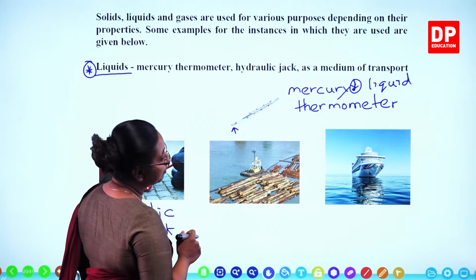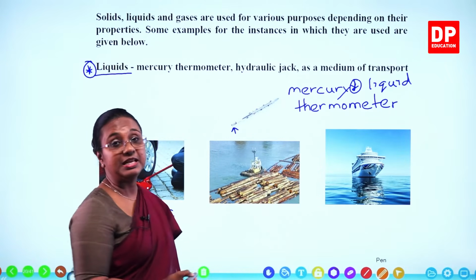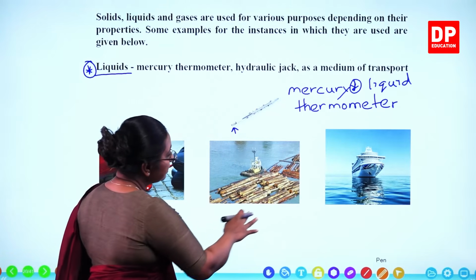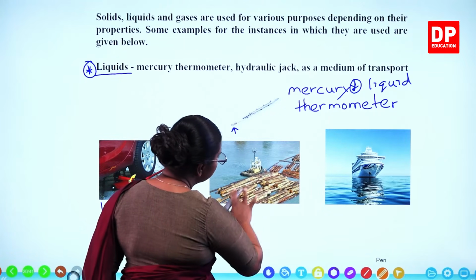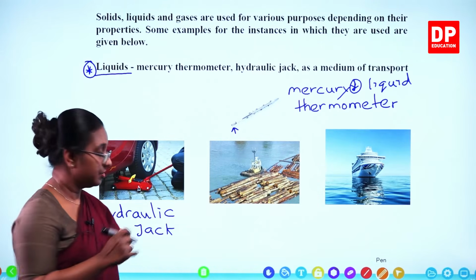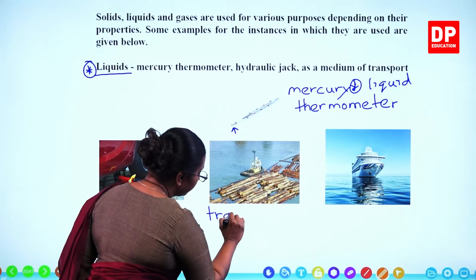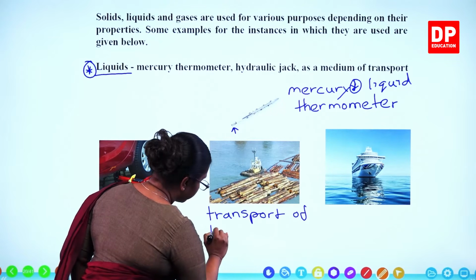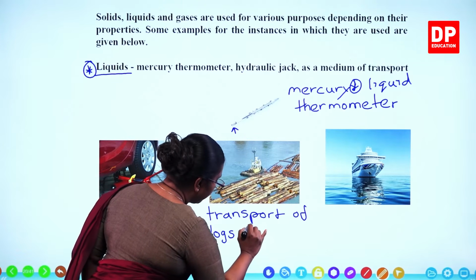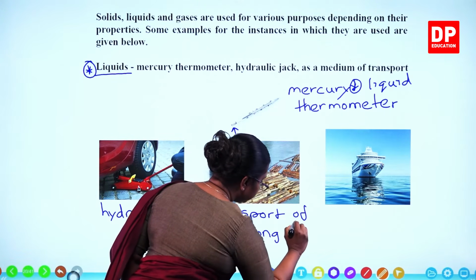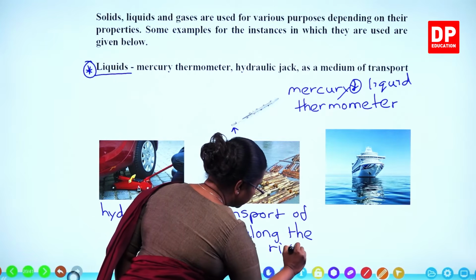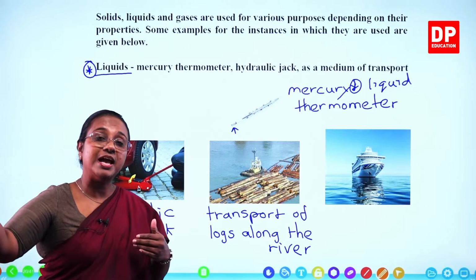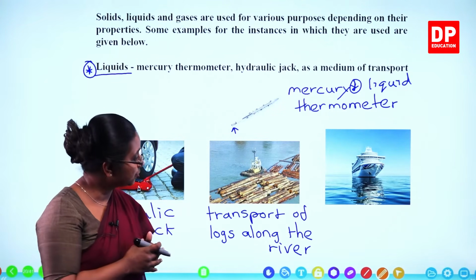water as a medium of transport, or liquid as a medium of transport. Here what I have shown are two instances. You can see sometimes they use rivers to transport logs. So transport of logs along the river. With the river water flowing, the logs also flow. So you can easily transport them from one place to the other.